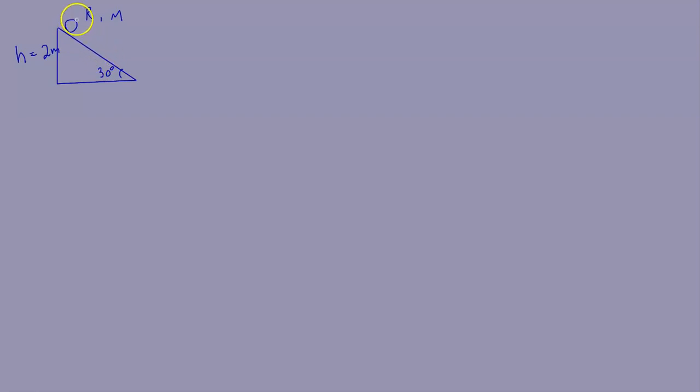So what we have here is a ball that is going to, you know what, let's make that a cylinder. This is a cylinder that rolls down the incline. It has radius r and mass m, and it's released from height h equals 2 meters. So the center of mass of this ball right here is 2 meters above the ground at a 30-degree angle.